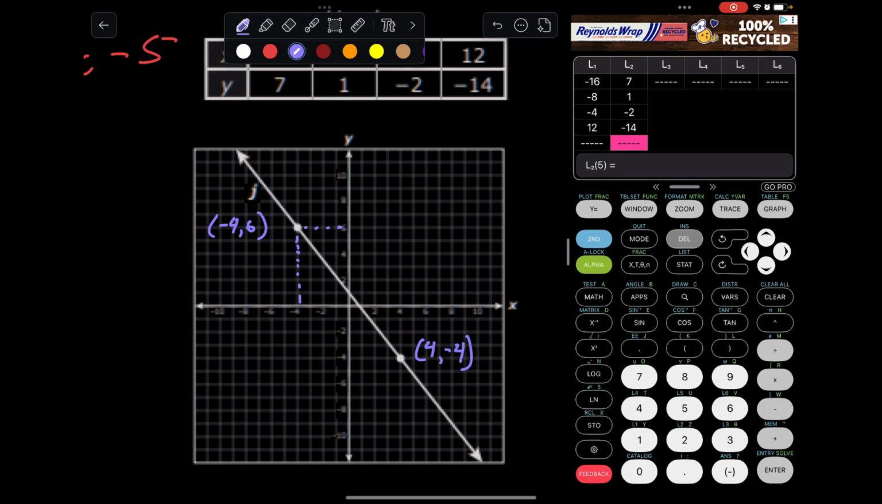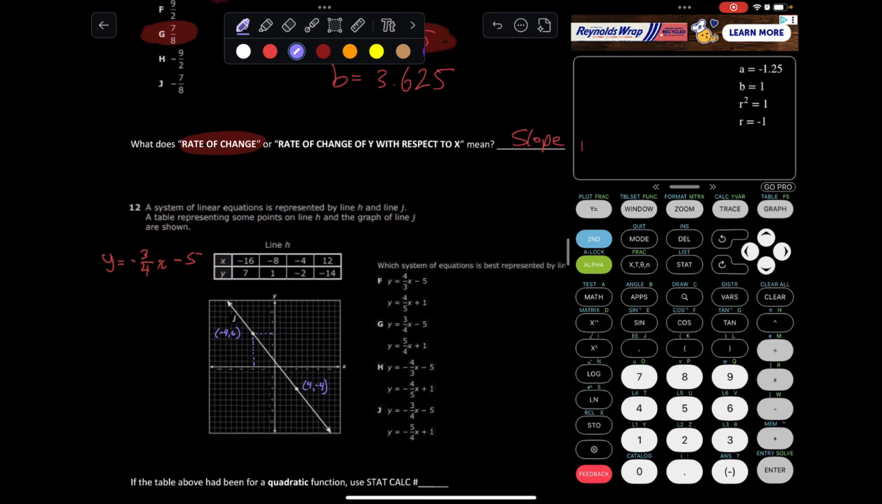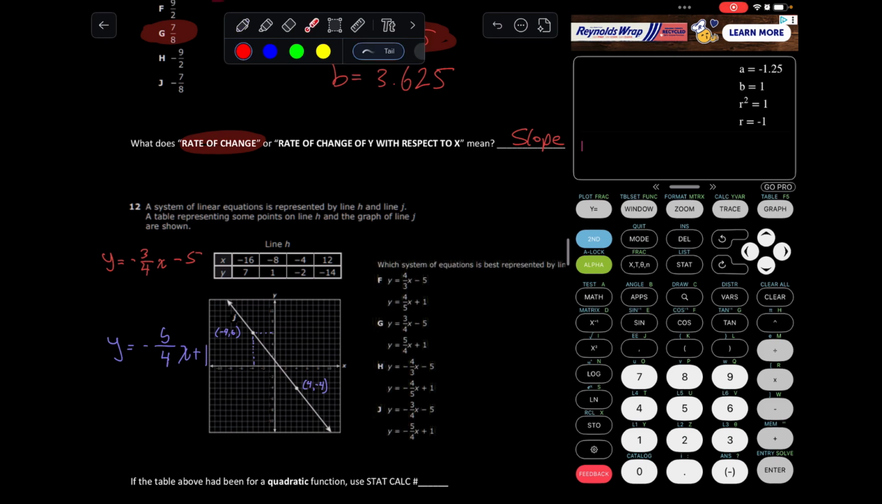You plug this into your stat edit. And then you go back to calc number 4, enter, and you get your slope and your y-intercept. Alright, so now it's just a matter of seeing which answers I can eliminate. Since both of my slopes are negative, I can immediately eliminate F, G, and I'm just left with H and J. I'm going to let you look at H and J for a little bit and see if you can figure out the right answer.